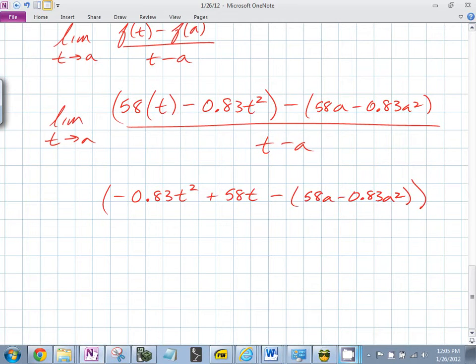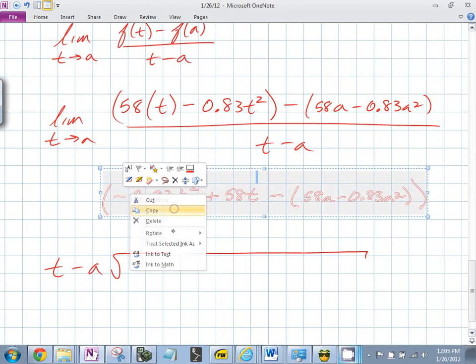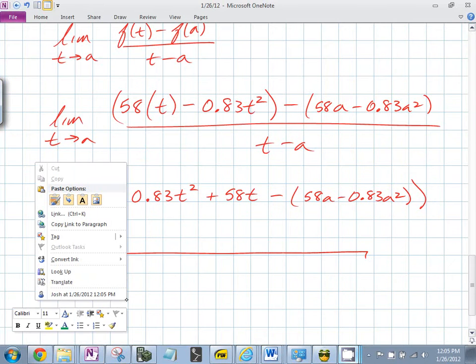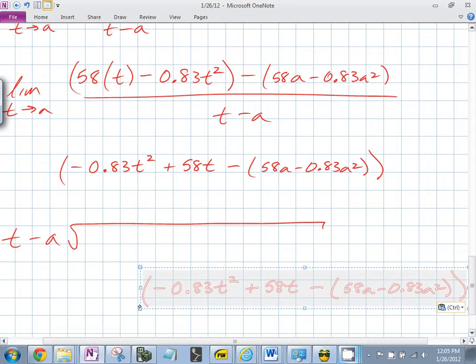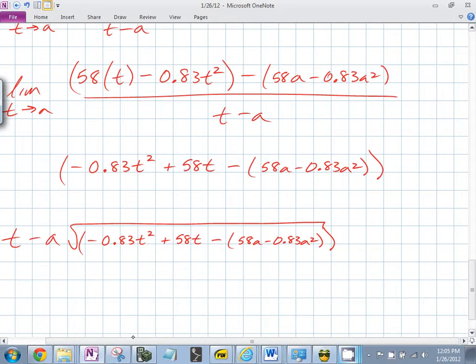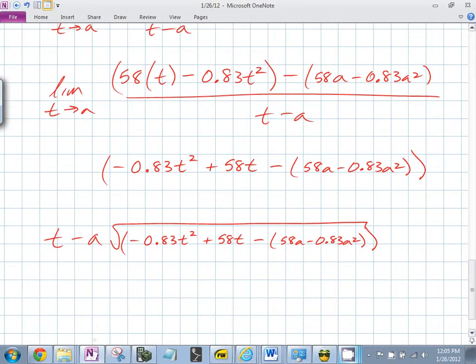So we really want to divide t minus a into this thing, right? Now, you have to do that, because do you see any way around that? No. At this point, what did we do before when we were doing this on our calculator? We took this and plugged it into our calculator, got the limit. But now we can't. What's the key? What's the phrase? Leading over leading. You have negative 0.83t squared over t. What's that going to turn into? Negative 0.83t. Do you agree with that?